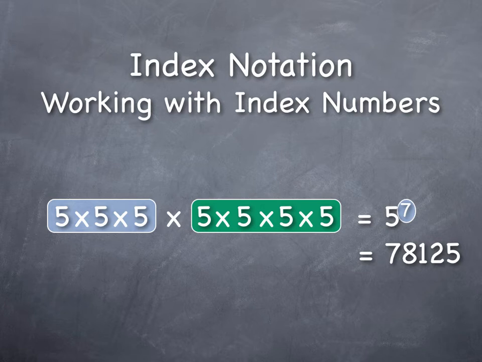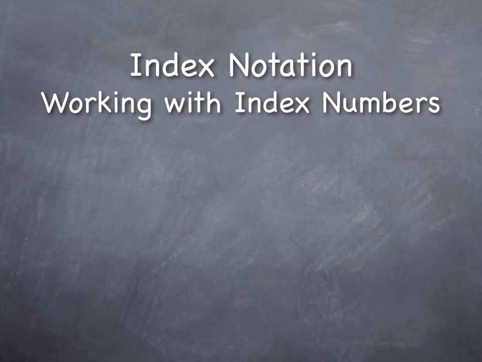If I were to actually multiply all that out, 5 times 5, 25, times 5, 125, and I kept going times 5, times 5, times 5, we would find it equals 78,125. That's a very large number that we can write shortly as 5 to the power of 7. The hint, though: expand it out. Take that index number and expand it to see what it really means before multiplying.